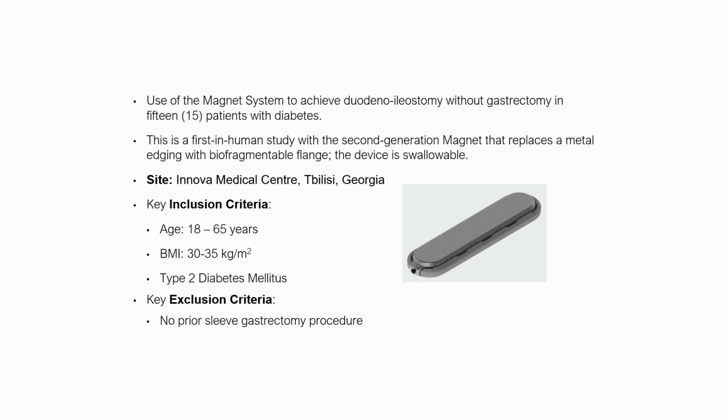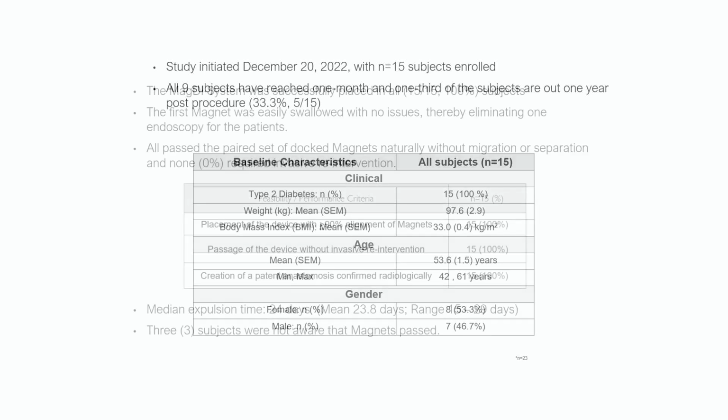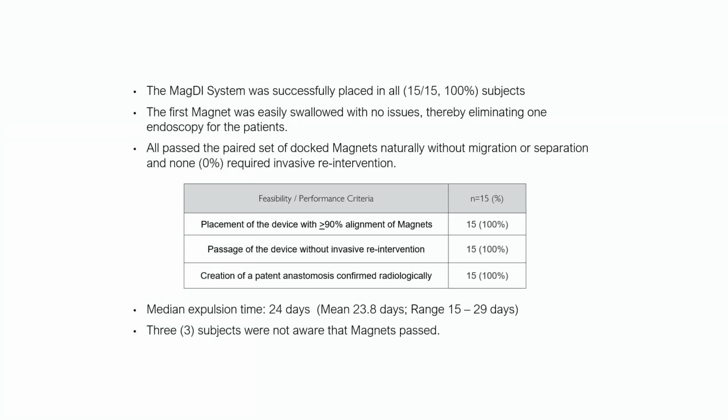They're all type 2 diabetic, and we have had an average body mass index of 33, 53% female with a mean age of 53 years old, and we have 100% alignment, 100% patency, 100% swallowable, and the median expulsion time is 24 days, which means that the anastomosis is before 24 days, usually around 21 days.